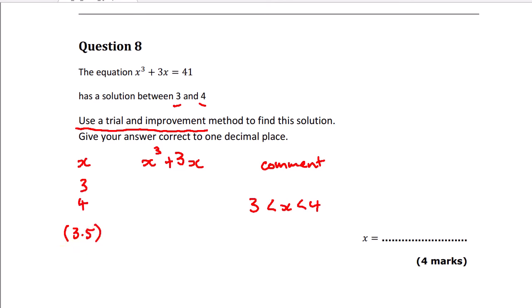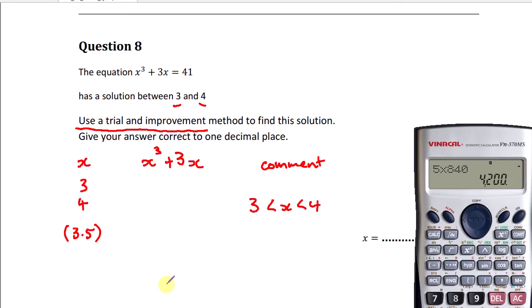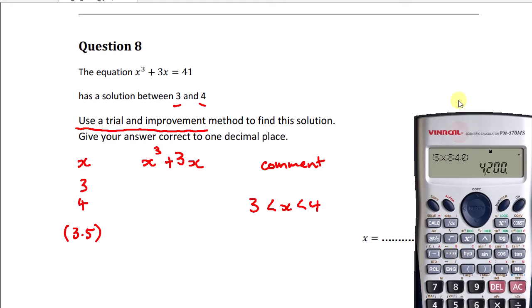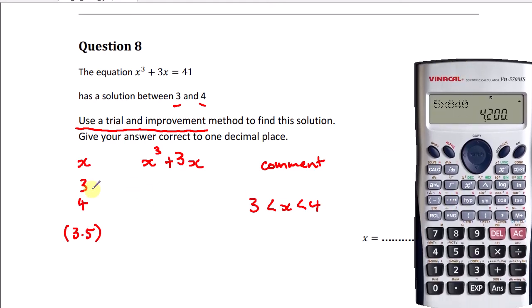If you were using the Casio calculators, you can use their table function and do table between 3 and 4, step up in 0.1s, and it will show you a pair of numbers either side. So just to remind you how to do it in the calculator, first of all, put in your first value that we're going to try, the 3.5. Store that in my value x. We're using our memories to help us do the calculations.